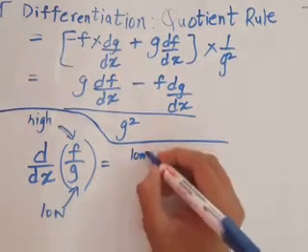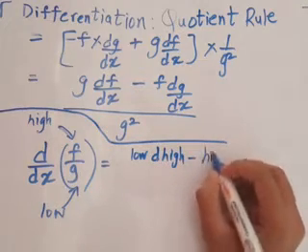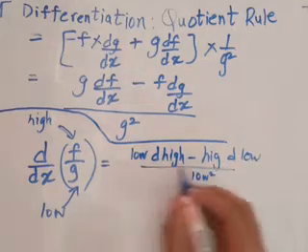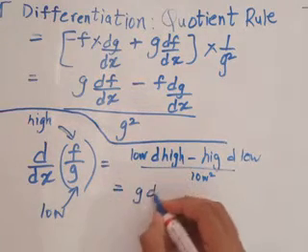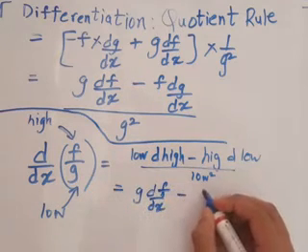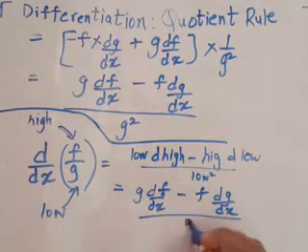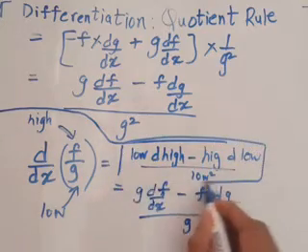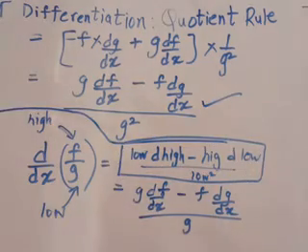So what that means is, you can write it as follows: low d high minus high d low upon low square. Low d high minus high d low, and low is of course just g. D high of course means the derivative of the higher function, so f, minus high, which is f, d low, which is the derivative of g, upon low square, which is g square. So keep in mind this phrase, low d high minus high d low upon low square, and you'll easily be able to remember this formula. Now we'll see a couple of examples.